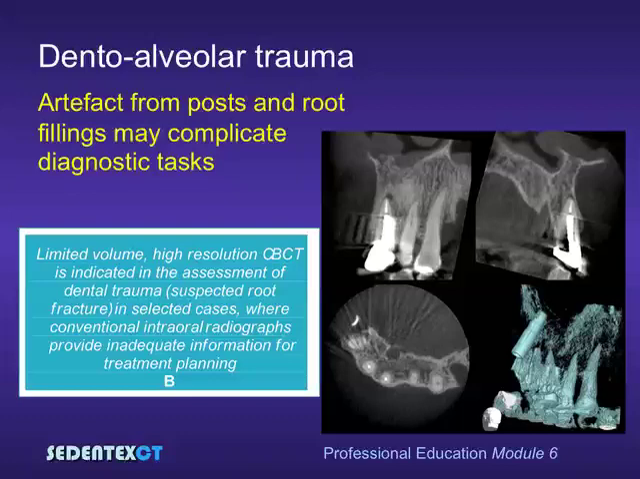Another problem is the presence, once again, of artifact, particularly from posts and root fillings, which may complicate the diagnostic task. The example on the right shows the degree of artifact that arose from this post-retained crown, in a case where the cone beam CT was performed to assess whether there was any evidence of a root fracture. In this case, the results of the cone beam CT examination were equivocal. We could not make a diagnosis. So there are cases where it is not useful to use a cone beam CT examination in cases of suspected root fracture.